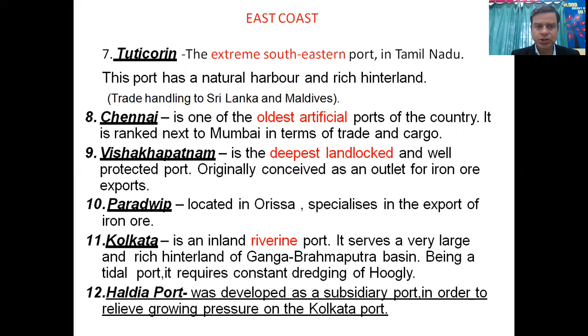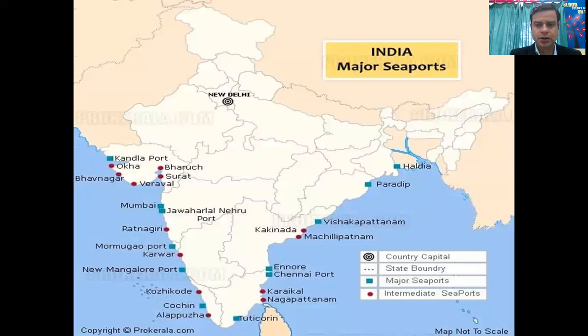Now the east coast. Tuticorin, also an extreme southeastern port in Tamil Nadu. Chennai, one of the oldest artificial ports of the country. Vishakhapatnam, deepest landlocked protected port of the country. Paradweep, in Orissa, especially for iron ore. Kolkata, an inland riverine port. And last, Haldia. Why was it developed? As a subsidiary port in order to relieve growing pressure on the Kolkata port. These are some major seaports in India.